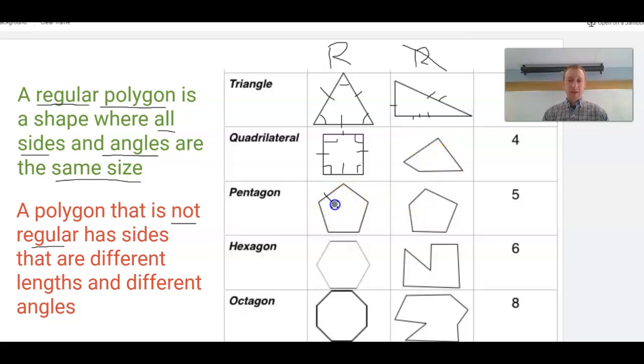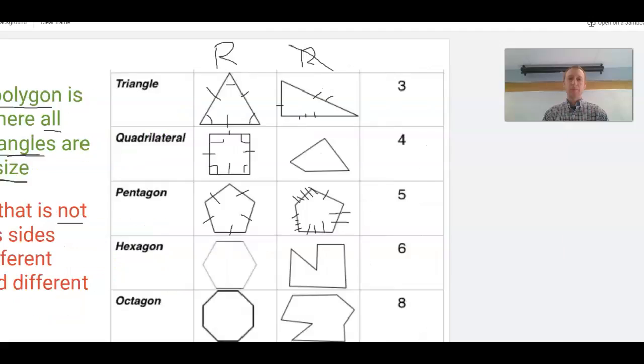Same with this. Pentagon, all the sides are the same length. All the angles are the same. It's regular. This one, I see a length here. This one looks different. This one even more different. Different again. And the most different, right? So all the lengths here are different. Therefore, it's not a regular polygon. Okay, and the same thing with the hexagon and the octagon. Regular polygons have sides and angles that are the same size.